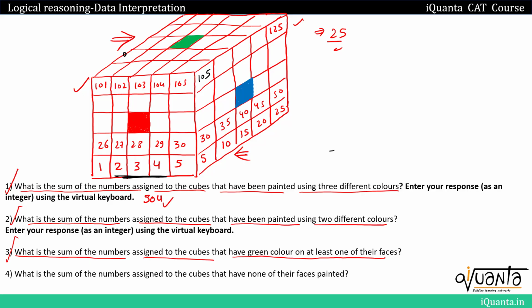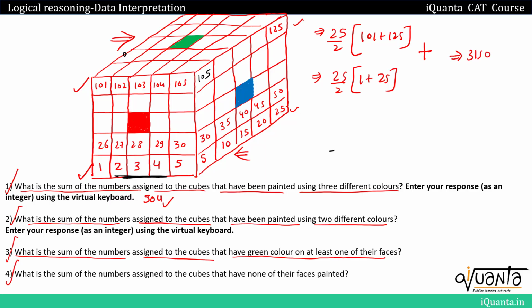So n upon 2, first term plus last term, that is the sum of an AP. First term is 101, last term is 125. So this will be the sum of the numbers on the top layer, and on the bottom layer, what will be the sum? We have numbers from 1 to 25. So there are 25 numbers, n upon 2, first term is 1, last term is 25. So when we add all these, we'll be getting 3150 as the answer.